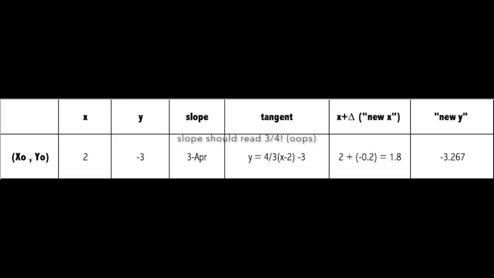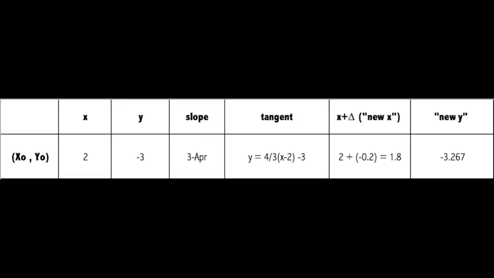We're going to calculate the slope. We know that dy/dx is equal to negative x squared over y, so we plug our x and our y into this equation, and we get our slope to be 4/3. Then we use this information to fill in point-slope form for a tangent line, y minus y1 equals m times x minus x1, which gives the equation y equals 4/3 times (x minus 2) minus 3.